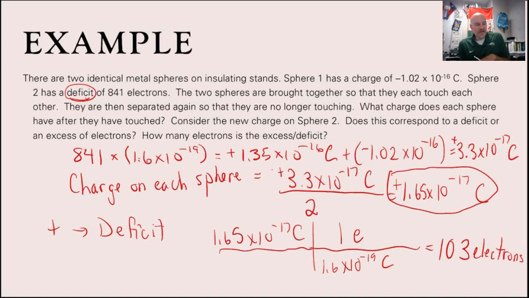All right, so that's going to conclude this video for the conservation of charge. In the next video, we're going to focus on electric fields.